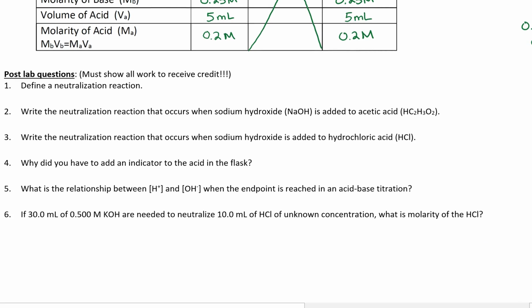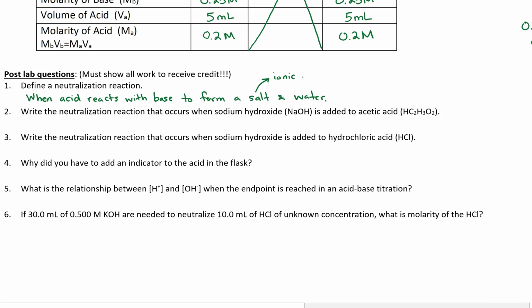So define a neutralization reaction. Well, the neutralization reaction is when an acid reacts with base to form a salt and water. And just a reminder, y'all, the salt is just an ionic compound.